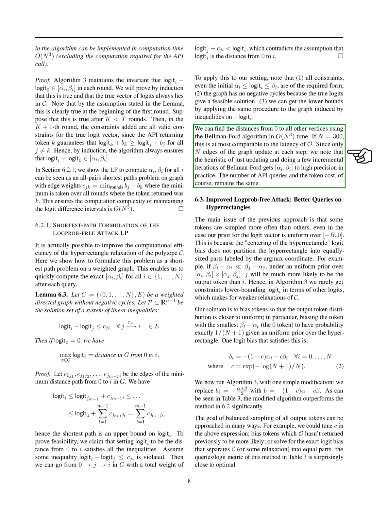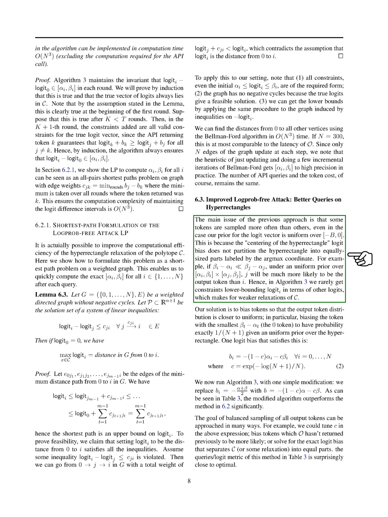Section. Improved log-prob-free attack. Better queries on hyperrectangles. In this section, we encountered an issue with the previous approach where some tokens were sampled more frequently than others, even when the prior for the logit vector was uniform. This imbalance occurred because the bias in the logit values did not divide the hyperrectangle into equally sized parts based on the argmax coordinate.